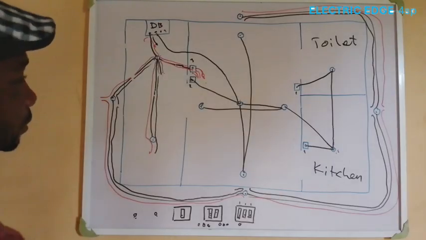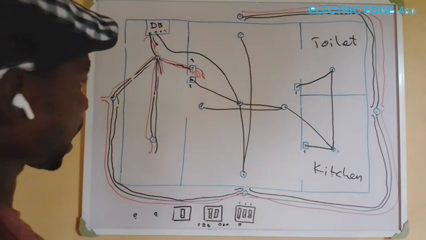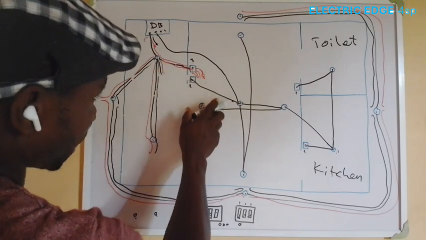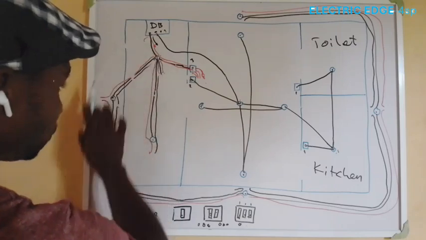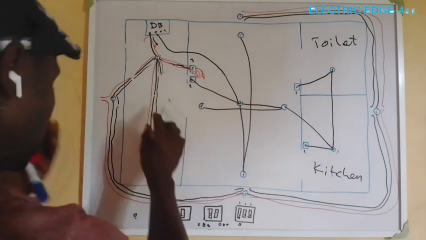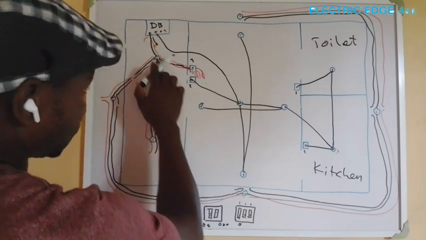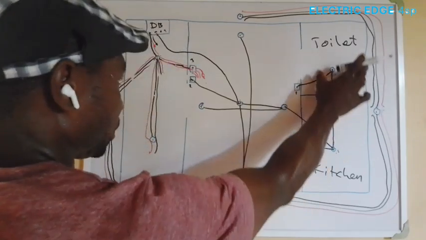So let's talk about the second routing of our wire. In this case, this is another circuit. I don't know if to clean up this so that you don't get confused, but let me leave it. This is our second circuit.